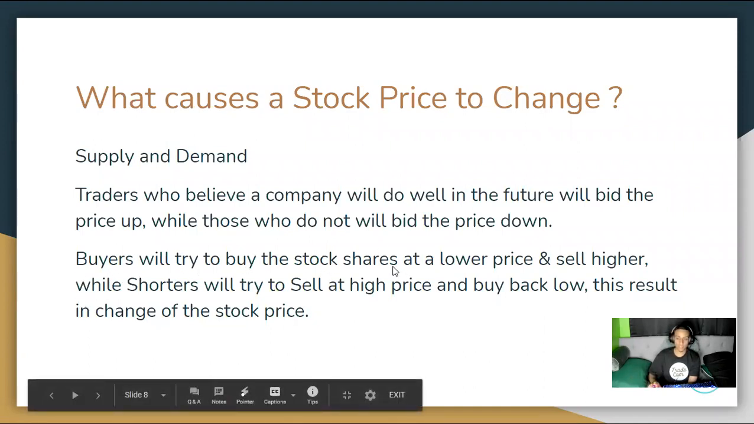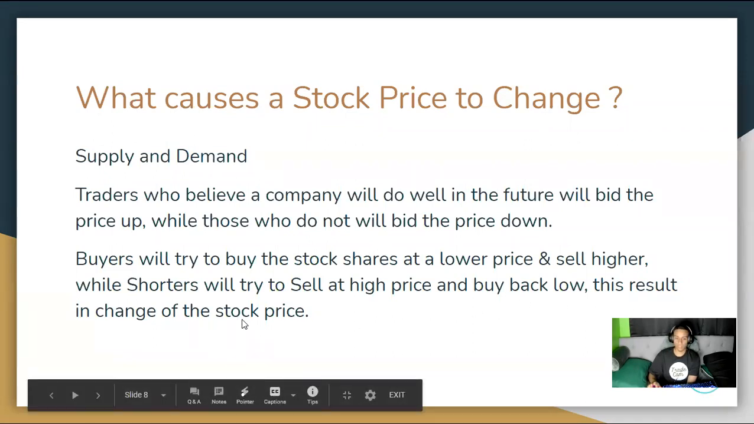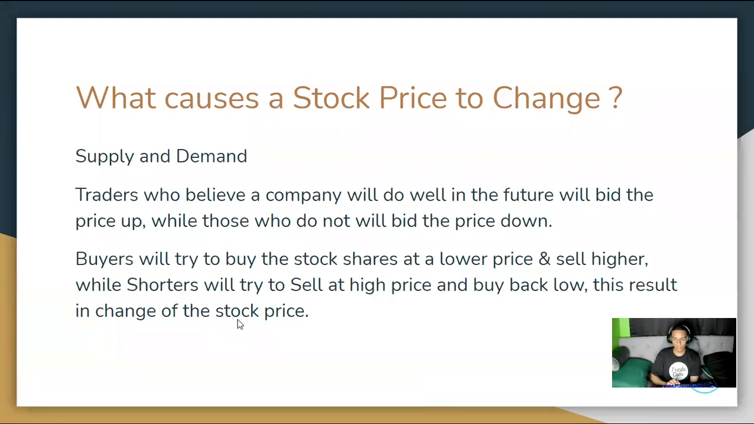Buyers will try to buy the stock at a lower price and sell higher, while shorters will try to sell the stock at a high price and buy back low. This results in a change of the stock price. All right. Any questions on stock price change?